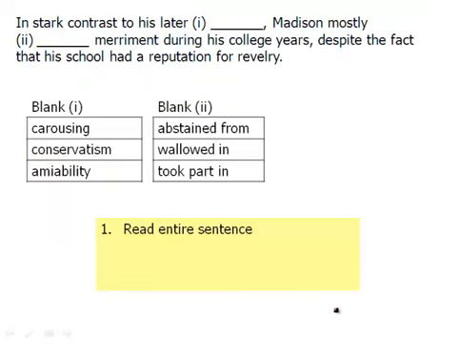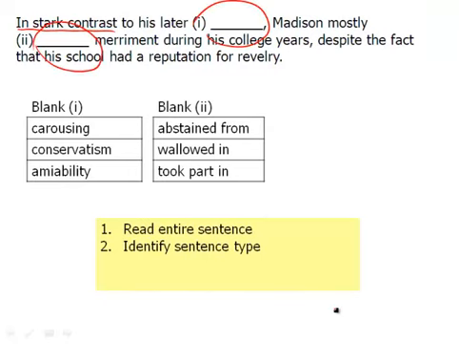In stark contrast to his later blank, Madison mostly blanked merriment during his college years, despite the fact that his school had a reputation for revelry. So we want to do what? We want to identify the sentence type. We want to look for shifters: in stark contrast. So we know that this first blank is opposite to this second blank.